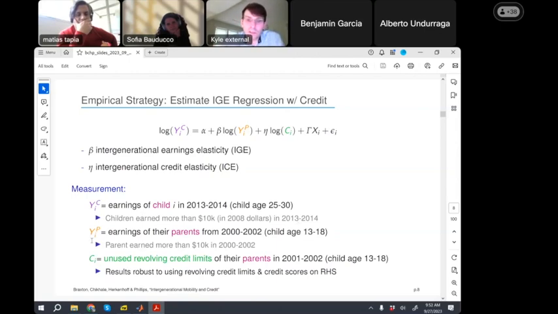The parents' earnings we can measure between 2000 and 2002. And if you do the math, the children are aged between 13 and 18, okay? So they're somewhere at the start of high school. The benefit of being able to go to future years or go back beyond 2000 is we can look at kids that are 10 years younger than that, so between 3 and 18.